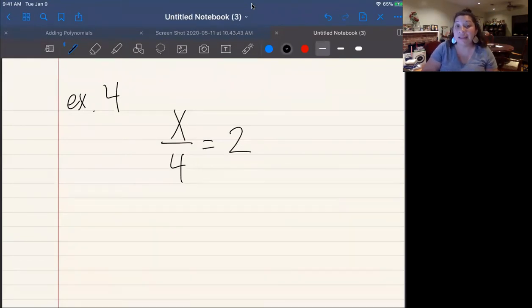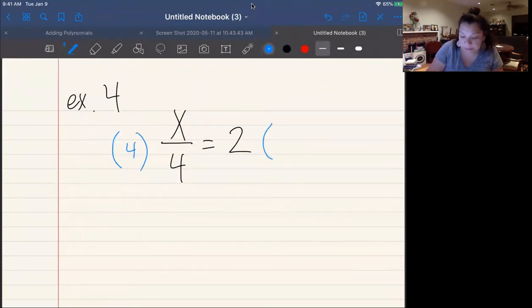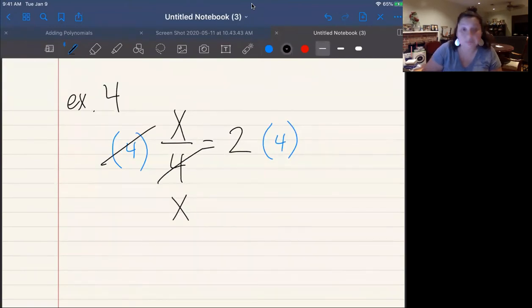In order to have x by itself, I'm going to multiply the 4 on each side, all right? I'm going to multiply by 4. So I'm going to multiply 4 over here and 4 on this side. Do we see that? Yes? 4 times x divided by 4 is going to give us 1x. The 4s are going to cancel. And then we're going to be left with 2 times 4, which is 8.